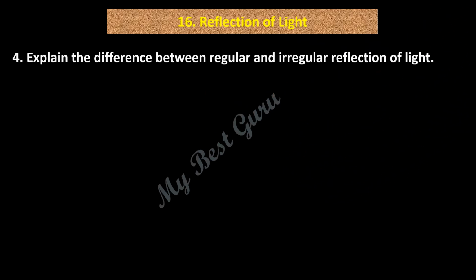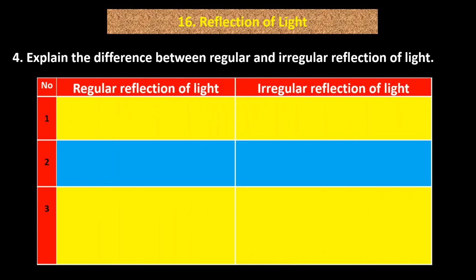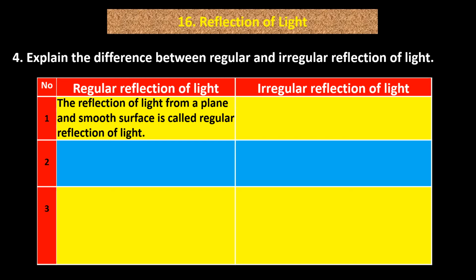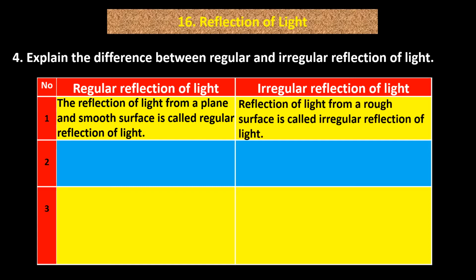Question number 4. Explain the difference between regular and irregular reflection of light. Number: regular reflection of light, irregular reflection of light. 1. The reflection of light from a plane and smooth surface is called regular reflection of light. Reflection of light from a rough surface is called irregular reflection of light.